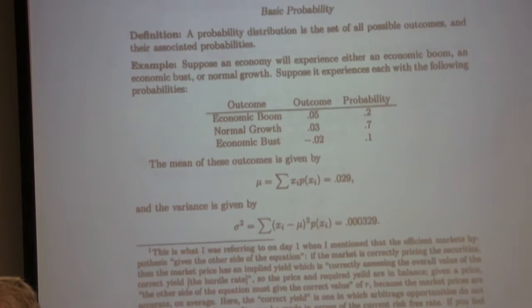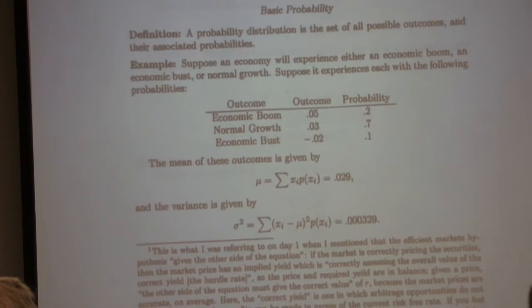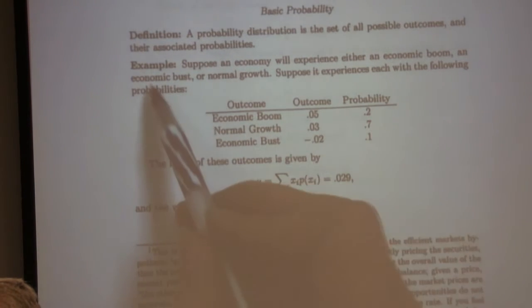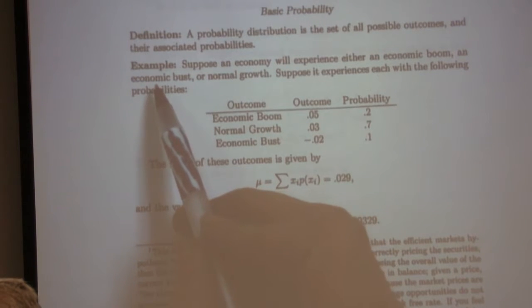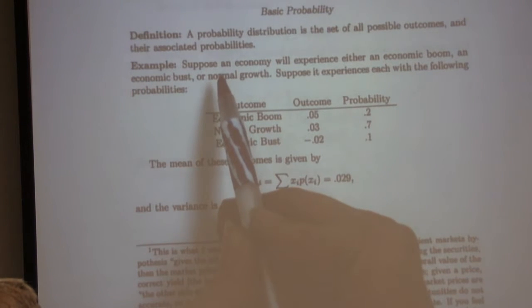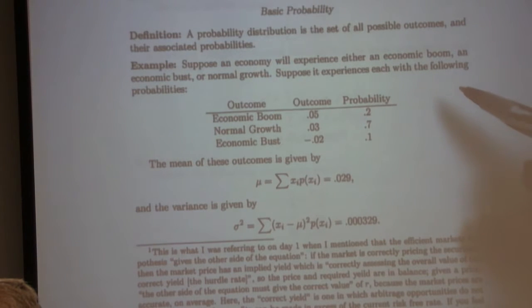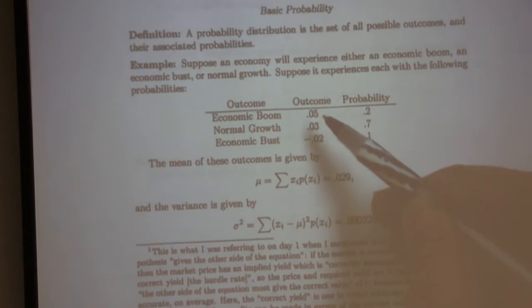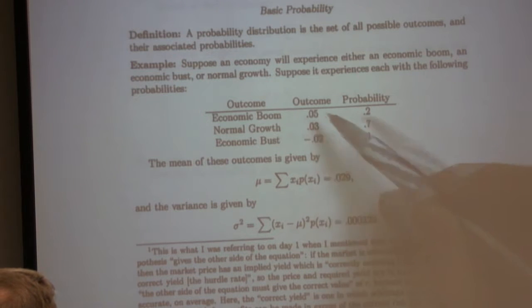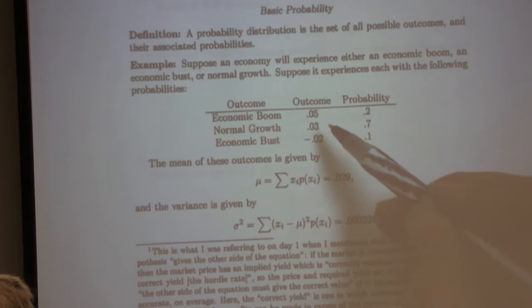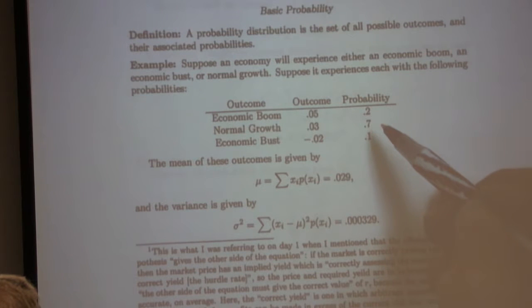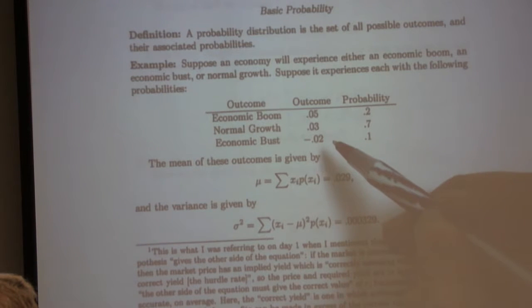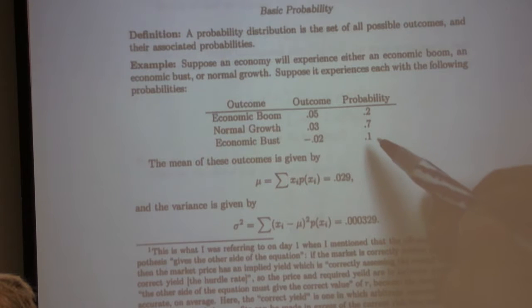So a probability distribution is the set of all possible outcomes and their associated probabilities. And so we've got an example economy here. Suppose an economy will experience either an economic boom, or an economic bust, or normal growth. Suppose it experiences each with the following probabilities. Economic boom, which means a gain of about 5%, occurs 20% of the time. Normal growth, around 3%, occurs 70% of the time. And an economic bust, a decline of 2%, occurs 10% of the time.